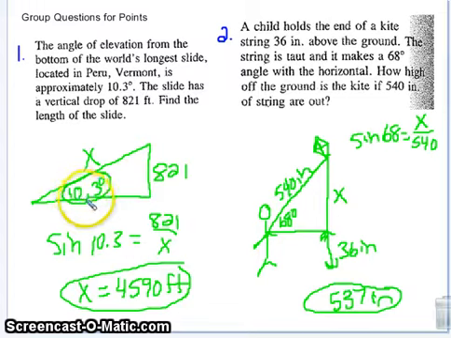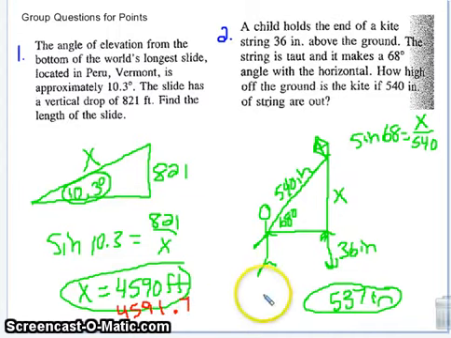If you have 10.3, it's going to be the sine of 10.3 equals 821 over x. However you want to solve, you know you're going to take the 821 and divide by the sine of 10.3, which should give you approximately 4,590 feet. Well, this is what the textbook says because there are 3 significant digits here, so they rounded to 3 significant digits. You all got what? 4,591. Okay.